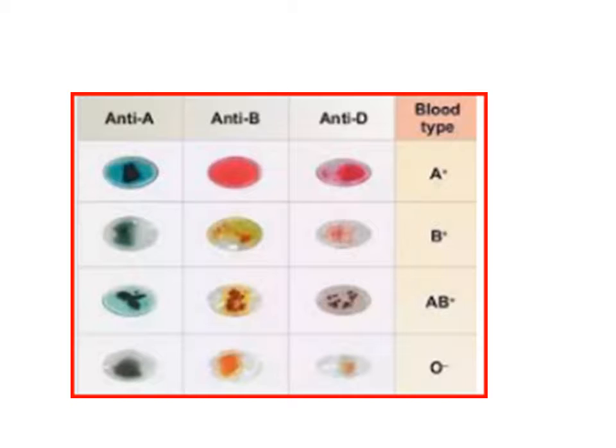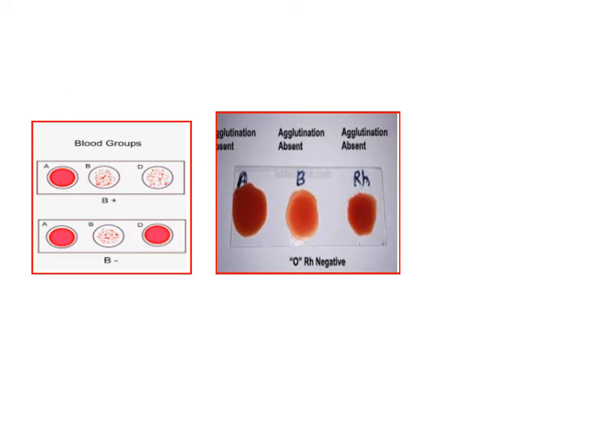And similarly, if you have coagulation in anti-sera A and no coagulation in anti-D, it means you have A negative. And if you have coagulation in B and no coagulation in anti-D, it means you have blood group B negative. And in case of O positive, there is no agglutination in A and B and there is agglutination in anti-D, so the blood group is O positive. You see in this case B positive and the difference between B positive and B negative.